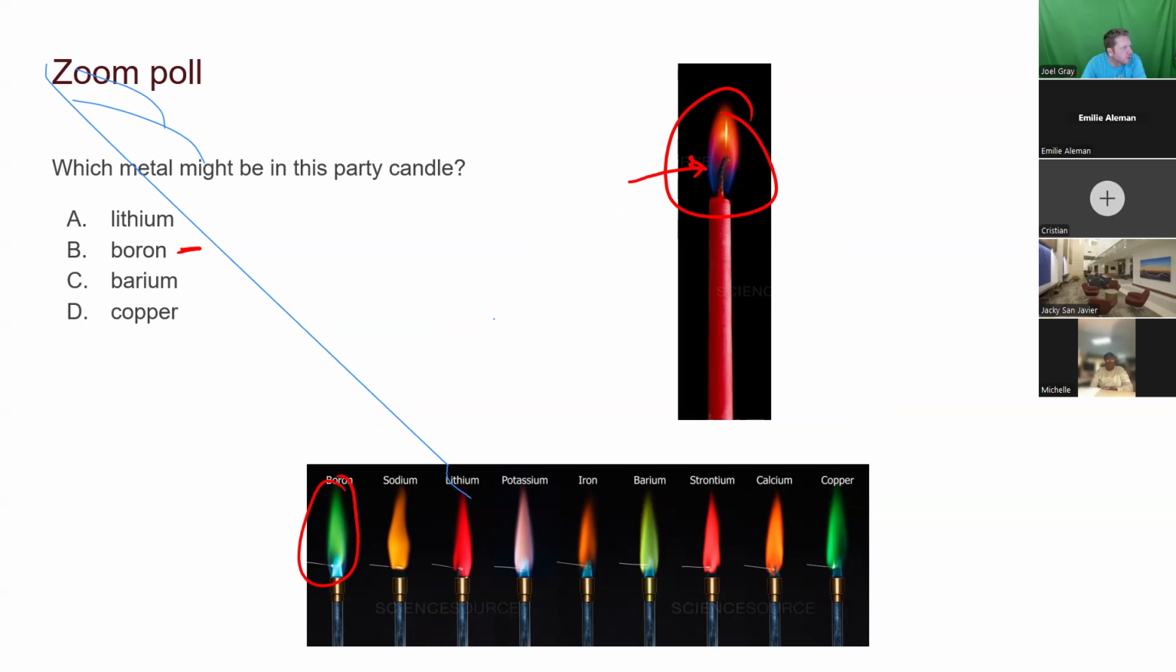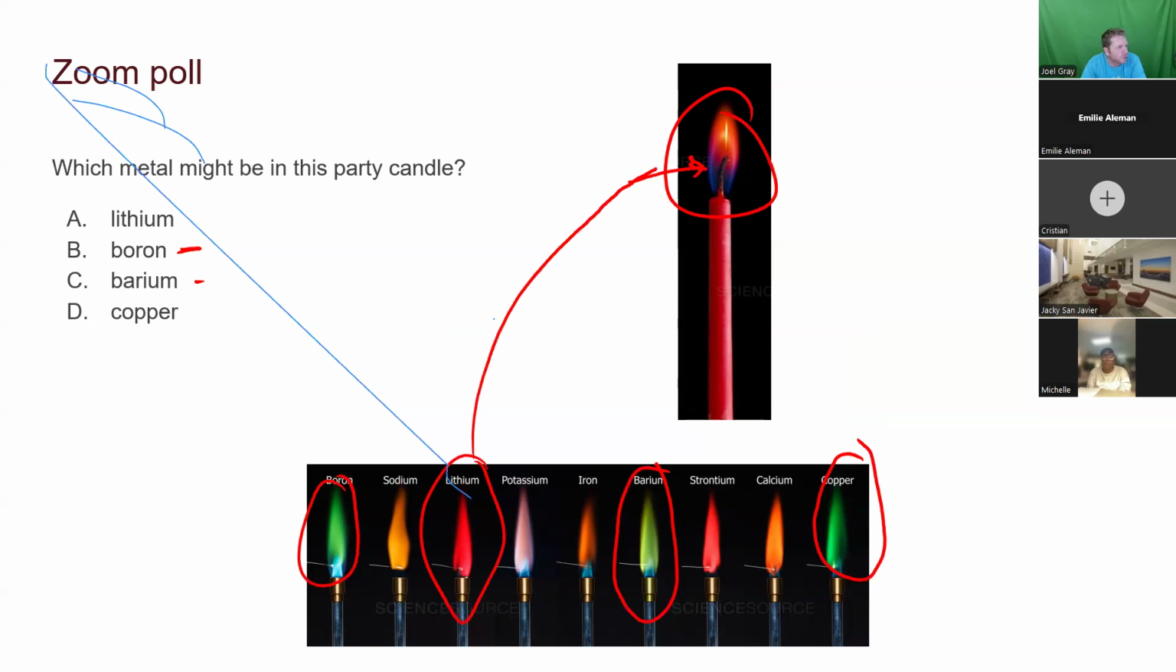Okay, next up was barium. Barium's kind of similar to boron. The only difference is that barium's a little bit more almost photo bleached. It's a little bit fainter, but still kind of the same color patterning. Copper is similar to boron as well. Lithium, however, has a really strong, brilliant, bright red, and we see that bright red in our candle here. It's a red and yellow combination there. So I was looking for lithium as the correct answer there.